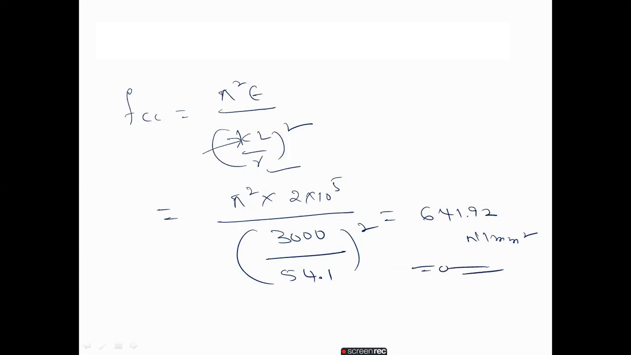The next step is the lambda value. So lambda is nothing but the non-dimensionalized effective slenderness ratio.